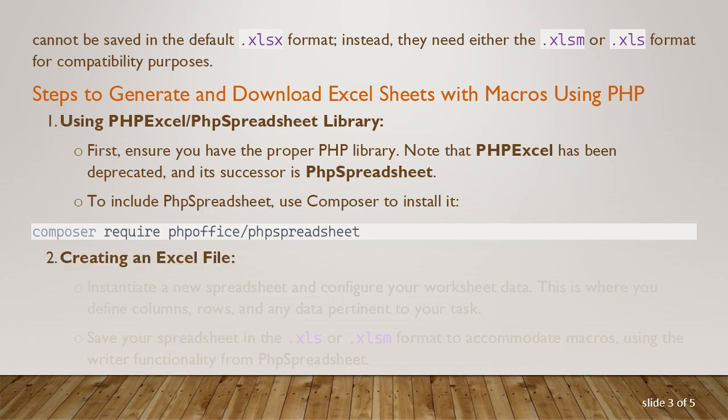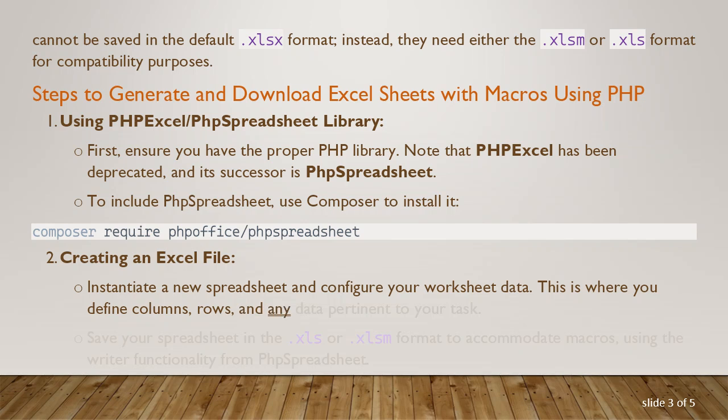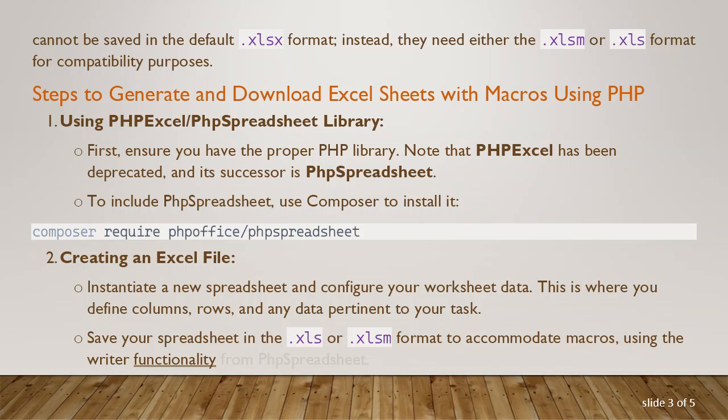Creating an Excel file. Instantiate a new spreadsheet and configure your worksheet data. This is where you define columns, rows, and any data pertinent to your task. Save your spreadsheet in the .xls or .xlsm format to accommodate macros, using the writer functionality from PHPSpreadsheet.